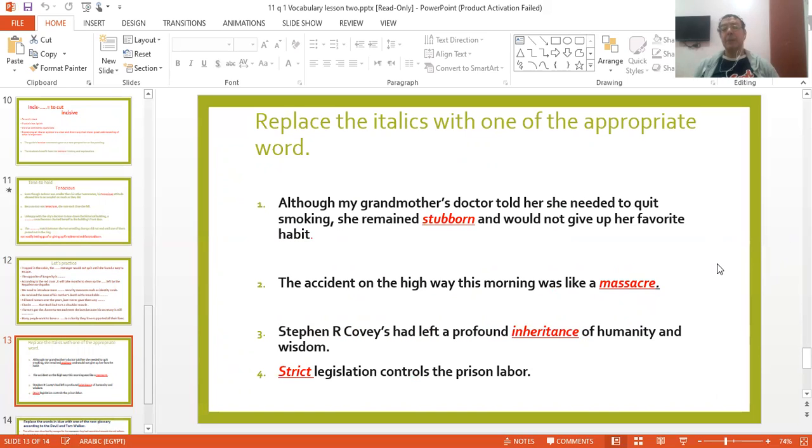Like, give me something that is synonymous with stubborn, the one written in italics. Give me a word that is a synonym of massacre. Give me a word that is a synonym of inheritance, and strict legislation. So strict, give me another word that equals that word in meaning. You can pause the screen now.